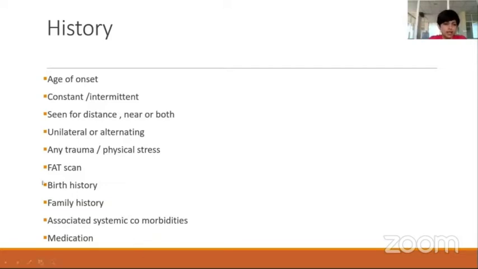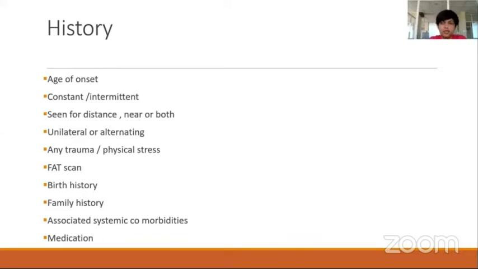A FAT scan, that is a familial album tomography, is very useful. Nowadays it's very easy. Most of them have all the photos of the child on their mobile phone itself. So it's very easy to look at various periods of the life of the child, say 6 months, 1 year, like that, to get a fair idea about how the squint is progressing and the laterality.